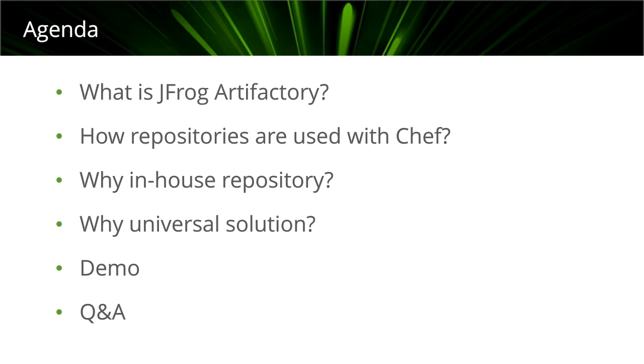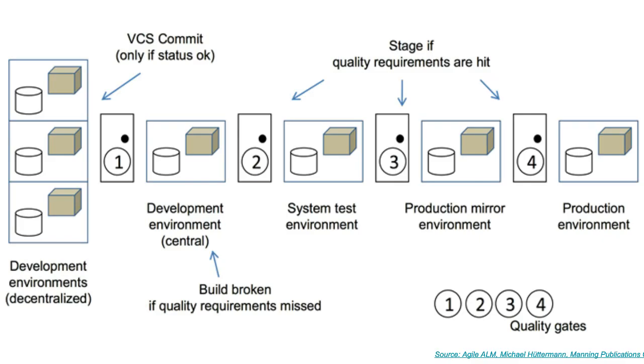That's the plan. So let's start with something that all of you should be familiar with for a very long time now, and that's continuous integration and continuous delivery pipelines. What you see here is a great illustration from one of my favorite books on the subject, which is called Agile ALM by Michael Hüttermann. It's a relatively old book, and that's kind of what I like about it, because those concepts are very mature and we actually do them for years.